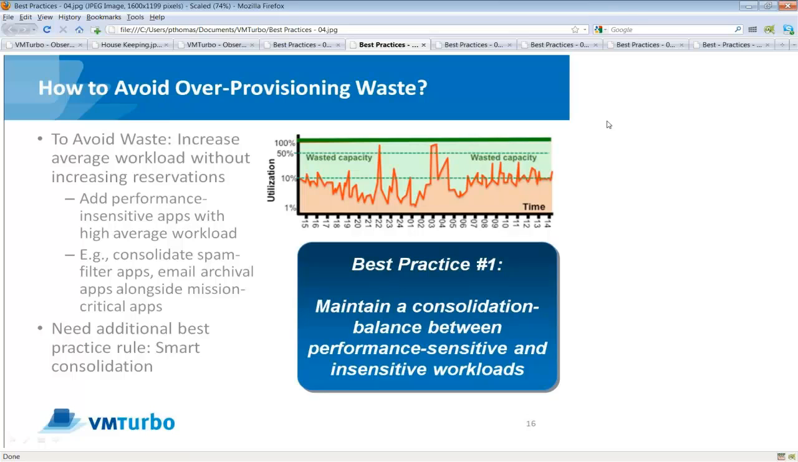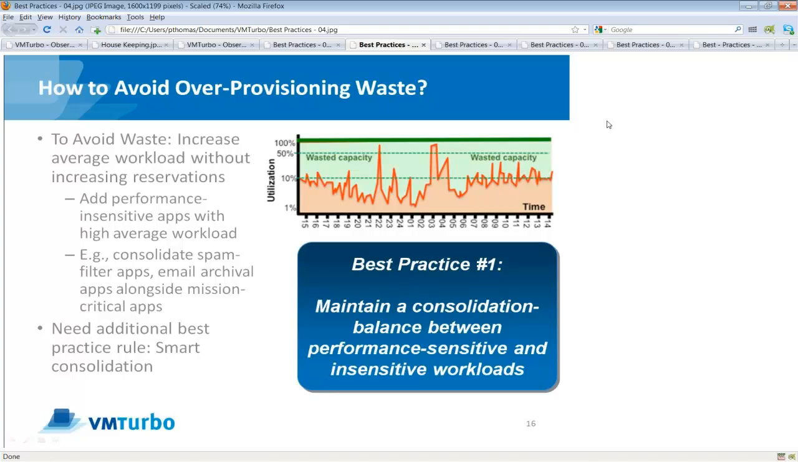The conclusion says, maintain a consolidation balance between performance-sensitive apps and insensitive apps. And the reason is that there's actually a benefit to being able to mix and match performance-sensitive and non-performance critical applications and virtual machines. Why?